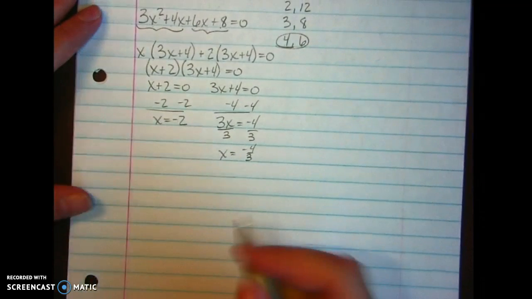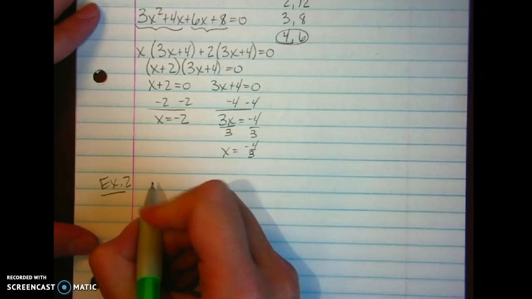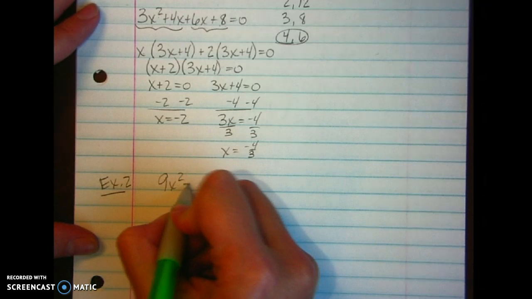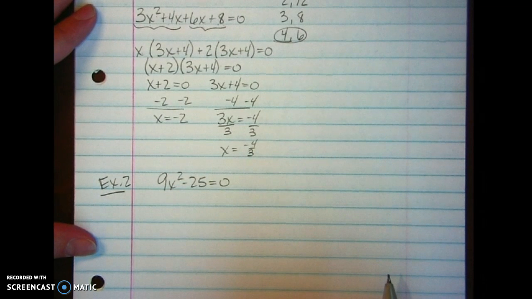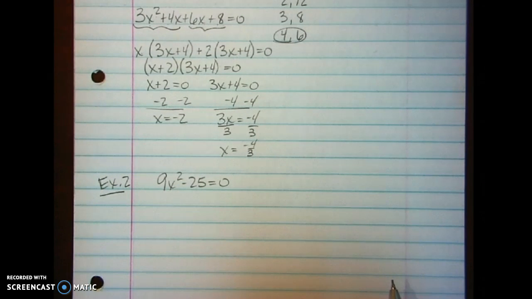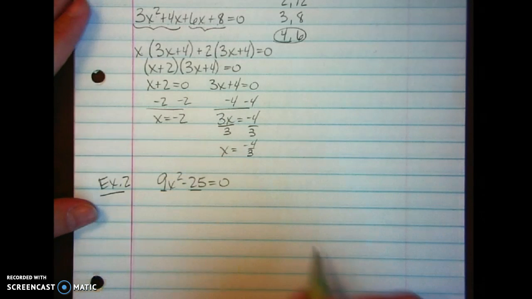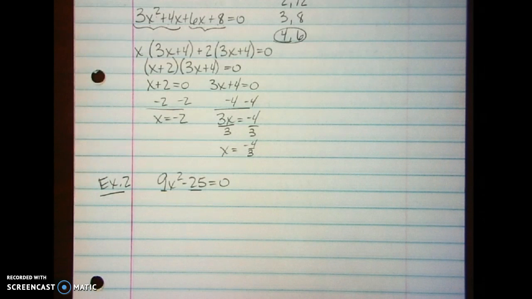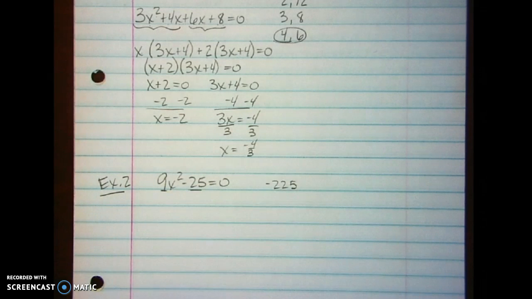All right, moving forward, let's try a second example. Let's try 9x squared minus 25 is equal to 0. First thing to look for is a common factor. There's nothing that 9 and 25 can both be divided by. So I need to multiply these together so that I can find the factors that will add to the middle. 9 times 25 gives me negative 225. Now I don't know about you, I don't know all of the factors of negative 225.